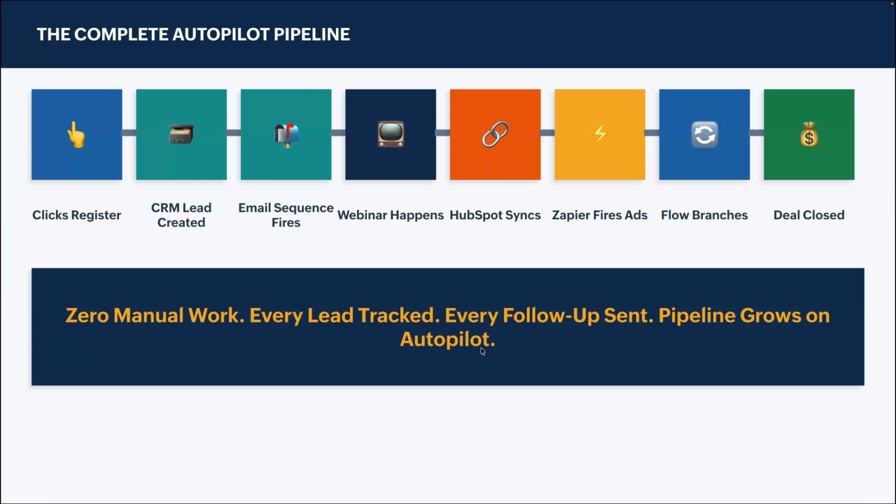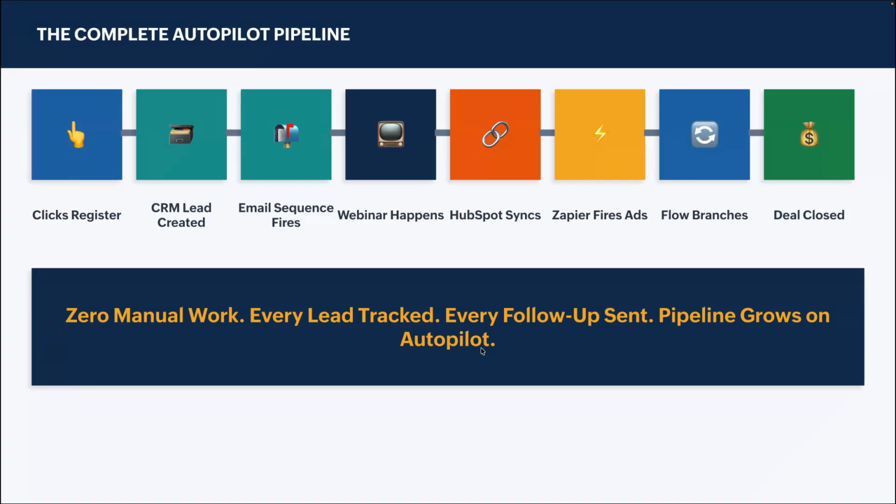You can use the Zapier connector to take them to any ads that you have. You can take them to follow your YouTube channels if you have. You can show them some LinkedIn ads. So you can use Zapier to connect the details or sync the webinar attendance after the webinar is over. And then if you want to send any customized conditional branching, you can use the Zoho Flow integration, and thereby we are closing the deal. So no manual work, every lead is tracked and every follow-up is sent, and your pipeline grows on autopilot.